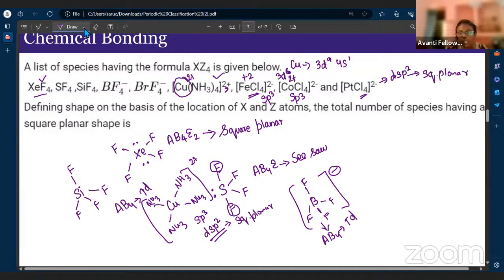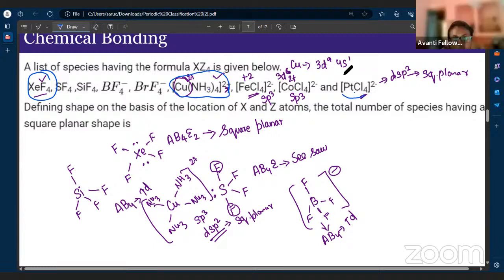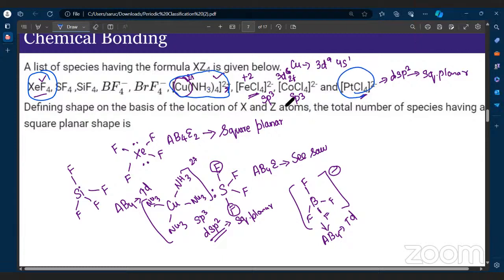Now tell me what is the total number of species having square planar geometry? XeF4 is having, and this is square planar. Then Cu(NH3)4 2+, so what is going to be the hybridization over here?